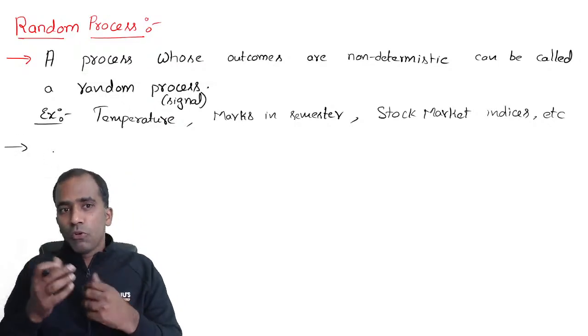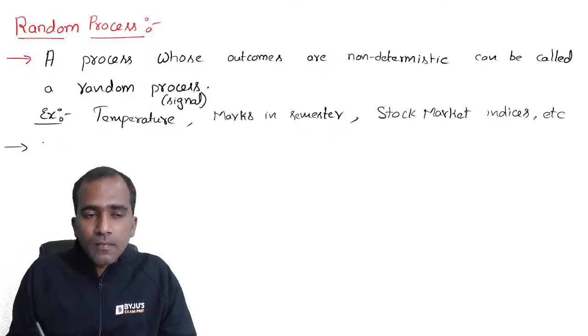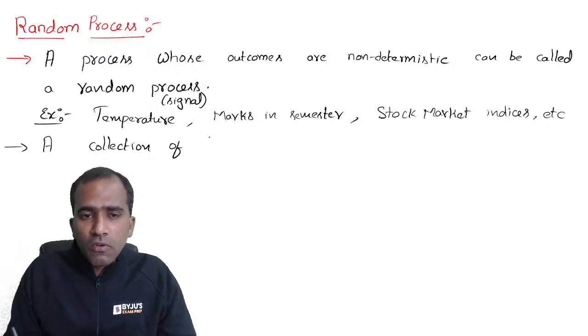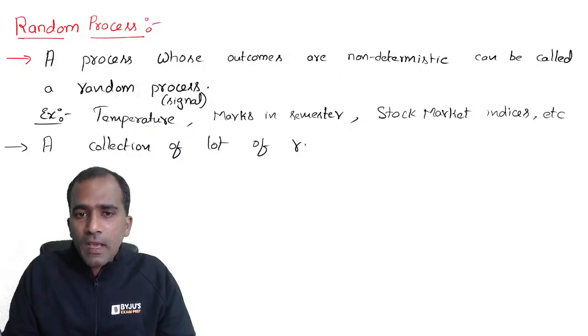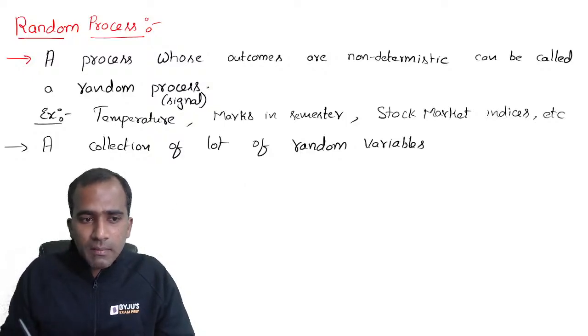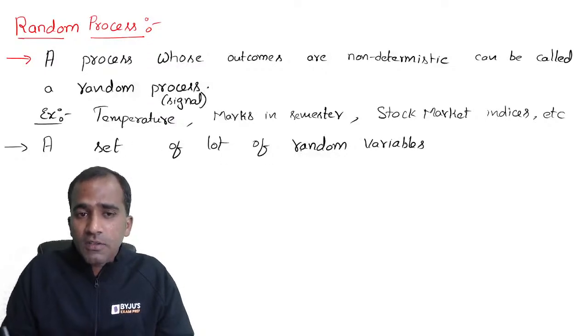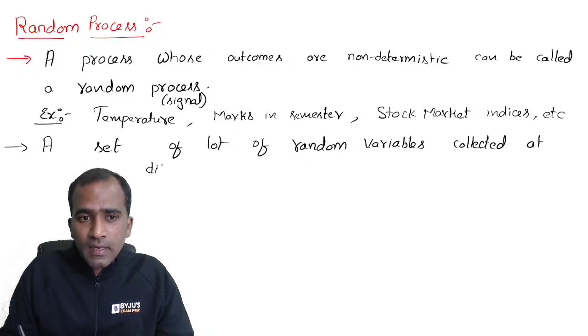Wonderful. Let me give you one more way of understanding random process. A collection of lot of random variables. Let me say instead of collection, let me call it a set of lot of random variables collected at different instants of time.